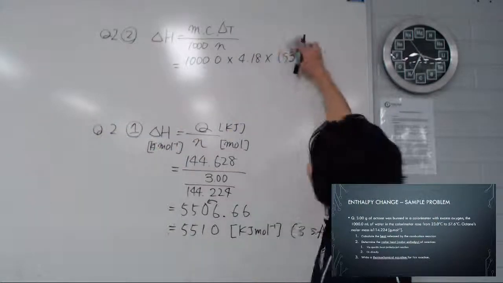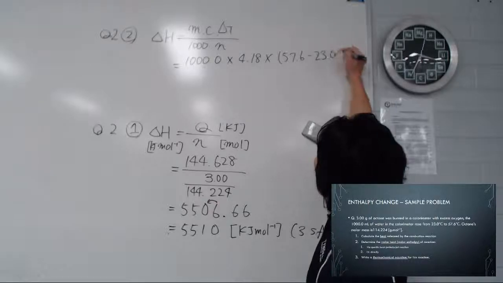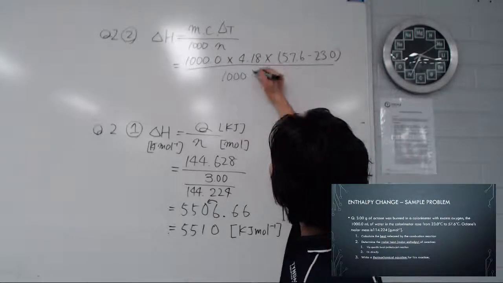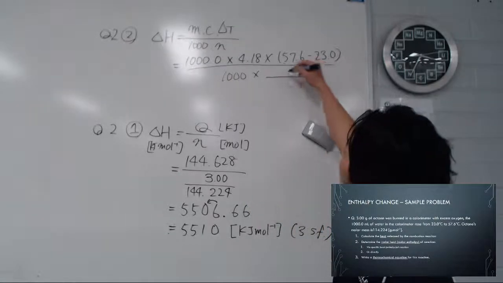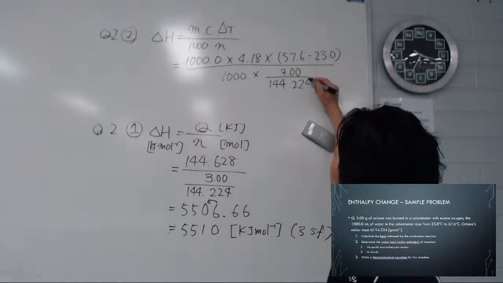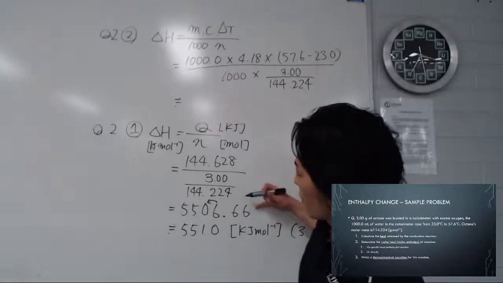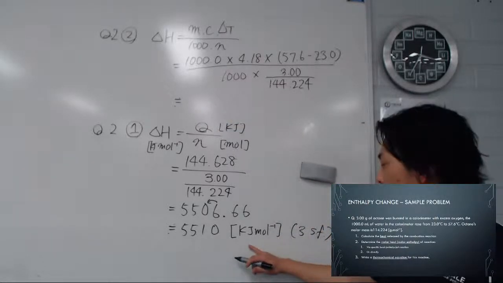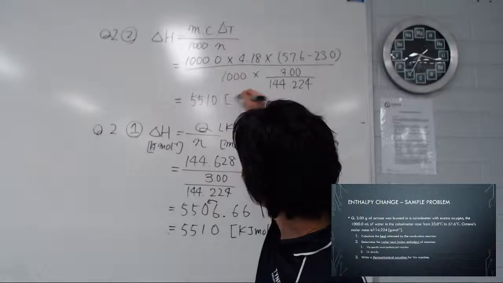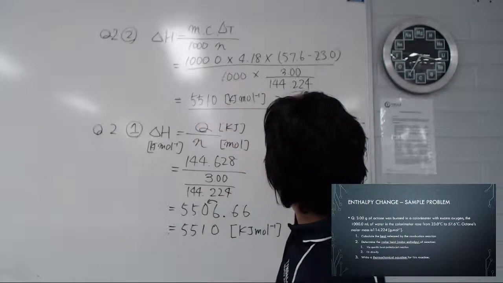7, sorry. 0.6, take 28, 23.0 over 1000, number of mole would be this again, 3.00 over 144.224. Now, if you didn't make any mistake, you should be able to get same number here, and also same number after working out the significant figures. So I'm just going to use the same thing.